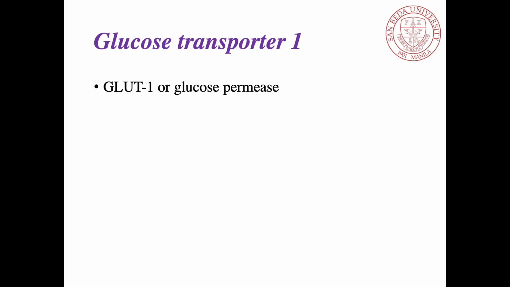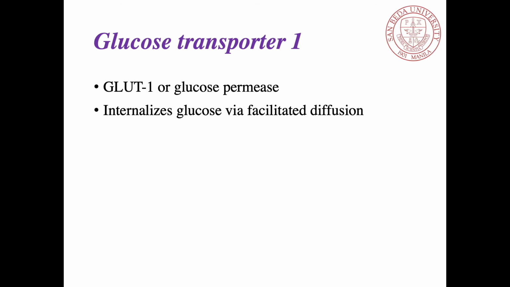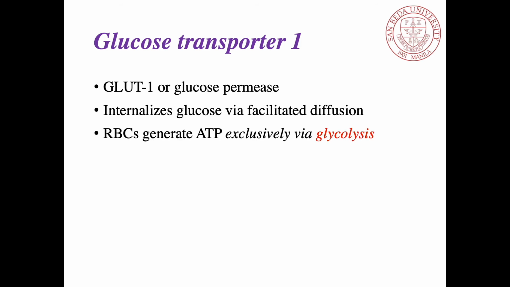The third important integral membrane protein to discuss is glucose transporter 1, also known as GLUT1 or glucose permease. As I mentioned in an earlier slide, GLUT1 internalizes glucose from the plasma into the RBC via facilitated diffusion. GLUT1 is vital to the RBC because it needs glucose to generate ATP, since RBCs can only do that via glycolysis. Since their mitochondria are removed during the course of their development, mature RBCs cannot rely on the Krebs cycle and the electron transport chain for their energy needs.